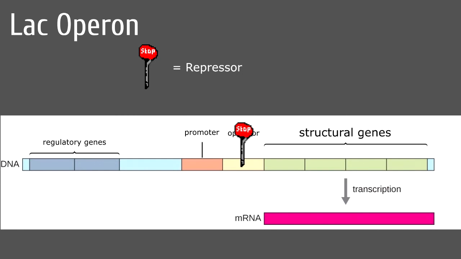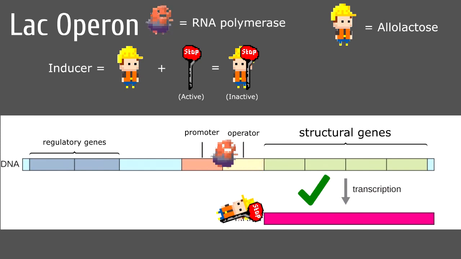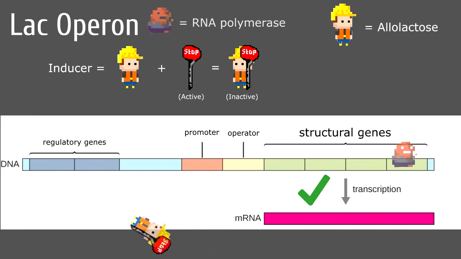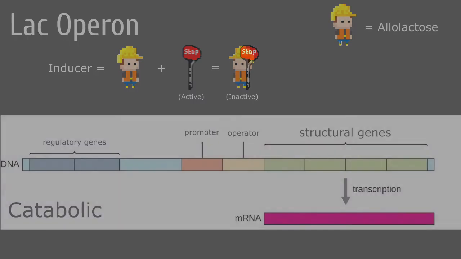When lactose is present, an isomer of lactose, allolactose, acts as an inducer and binds to the repressor, similar to the co-repressor. However, unlike a co-repressor, the inducer inhibits the repressor from attaching to the operator, and RNA polymerase can transcribe freely. This is a catabolic process, despite the fact that an enzyme is being synthesized. Remember, the goal of the operon is to break down the lactose, which is catabolic.